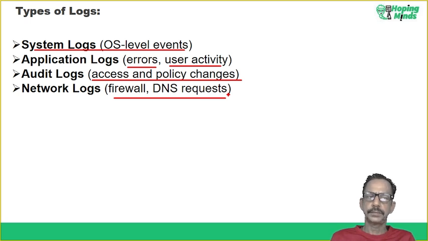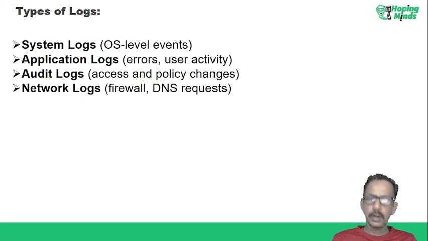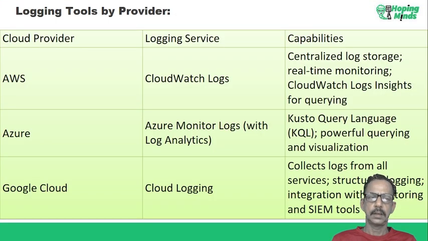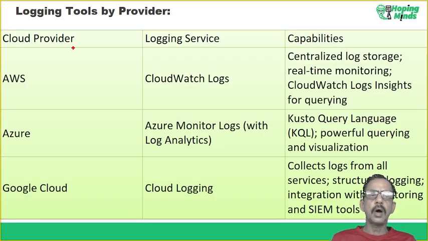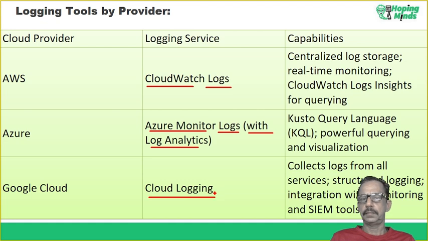Got it? So there are different types of logs. If we talk about the log tools, the tools are again the same. For AWS, it is CloudWatch, where we configure the logs. In Azure Monitor, we can configure the logs with Log Analytics. And in Google Cloud, it's Cloud Logging.